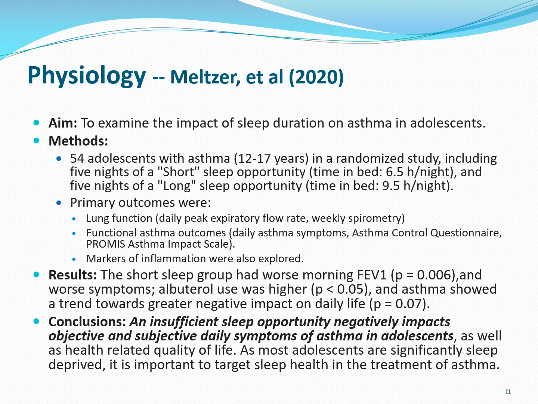This study, done by Meltzer and others, published in 2020, sought to examine the impact of sleep duration on asthma in adolescents. 54 adolescents with asthma, ages 12 to 17, etc., were included over 5 nights. They looked at 5 nights of short sleep, with time in bed of 6.5 hours, and 5 nights of long sleep opportunity, 9.5 hours.